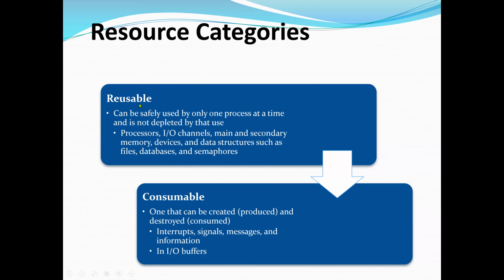So those are the two categories of resources. We have reusable resources. As we said, an example can be the I/O channels. The main memory can be reused over and over. For devices, examples can be I/O devices, the CPU, etc. But consumable, again, is the one that we can create and also destroy. A very good example would be interrupts, signals, messages, and information.